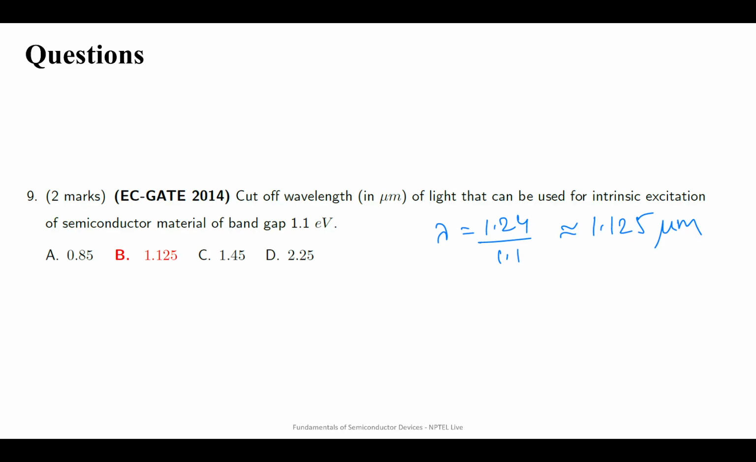So the answer to this would be 1.125. The cutoff wavelength is determined by the band gap of the material, because any higher wavelength will be transparent to the material and will not result in excitation. So it can be calculated using the formula 1.24 by 1.1, which gives you 1.125 microns.